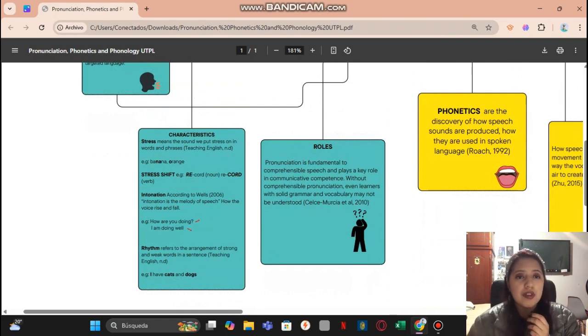Well, the main role is that pronunciation plays an important key role in communicative competence. It says that even if learners have good grammar or vocabulary, if they don't have good pronunciation, they might be misunderstood.